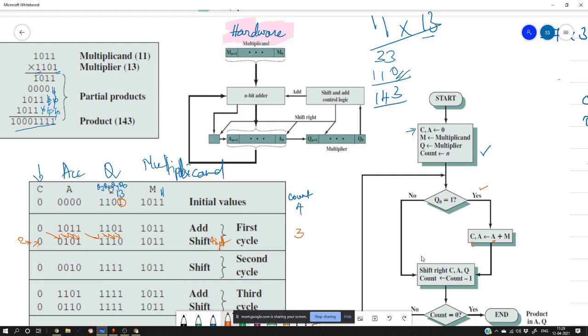See, by-hearting this algorithm is simple, but you need to know how it actually works. Why this has to be done? Why this should not be done? All these reasons should be known. That is why I am just explaining this. Otherwise I can simply trace this and leave.